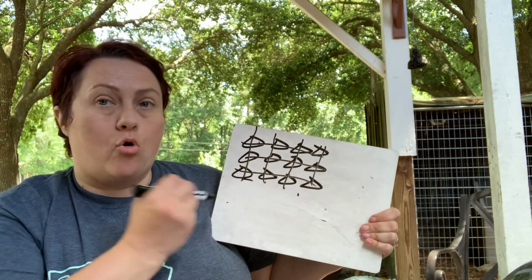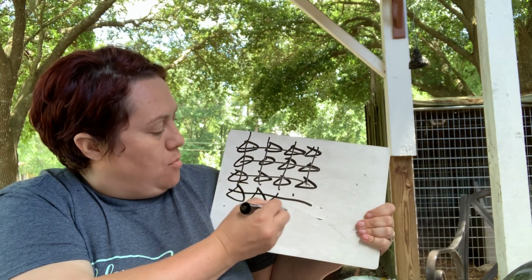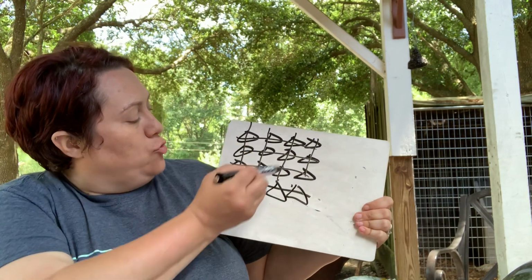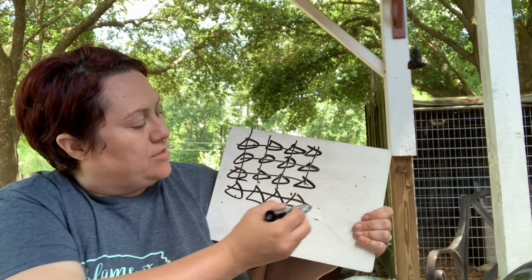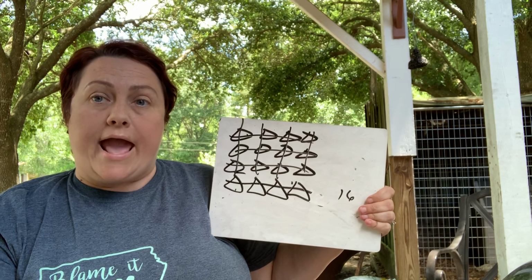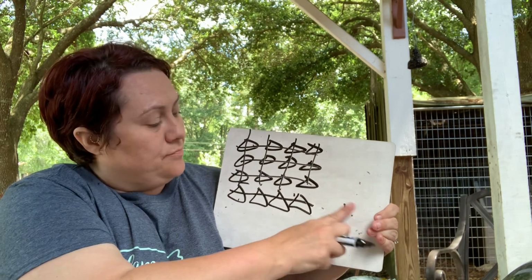Add 1 more row. Rows go across. So we're going to add 1 more row. Now it wants to know your new total. So you had 12, and how many more did you add? 13, 14, 15, 16. Because now you have 4 rows of 4 and 4 columns of 4, all equals 16.